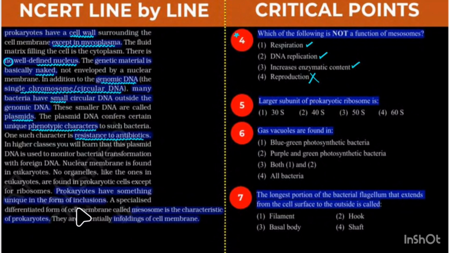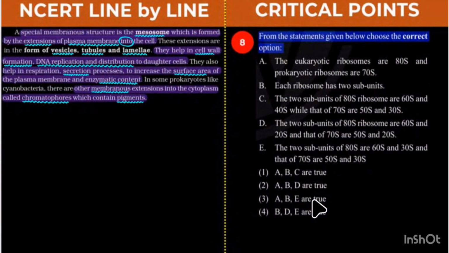A specialized differentiated form of cell membrane called mesosomes is the characteristic of prokaryotes. They are essentially unfoldings of the cell membrane. Which of the following is not a function of mesosomes? Reproduction. Okay. What is the largest subunit of the prokaryotic ribosome? That is 50S. Gas vacuoles are found where? In blue-green and purple-green both. The longest filament. This has been discussed.